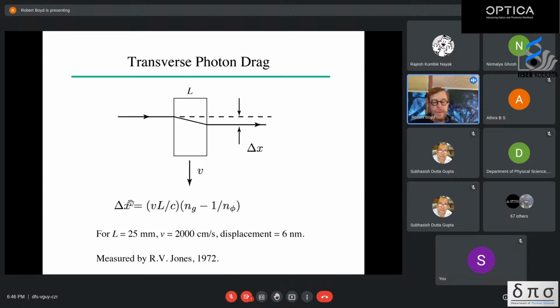Here's the formula that Jones was trying to verify, and indeed he did verify that the change in position depends on both the group index and the refractive index or phase index. Very small effect, only a 6 nanometer shift. He needed, this is before EIT or anything else, to do a very, very precise measurement with good signal to noise ratio in order to see a displacement of only 6 nanometers in the position of the laser, in the position of the light beam.